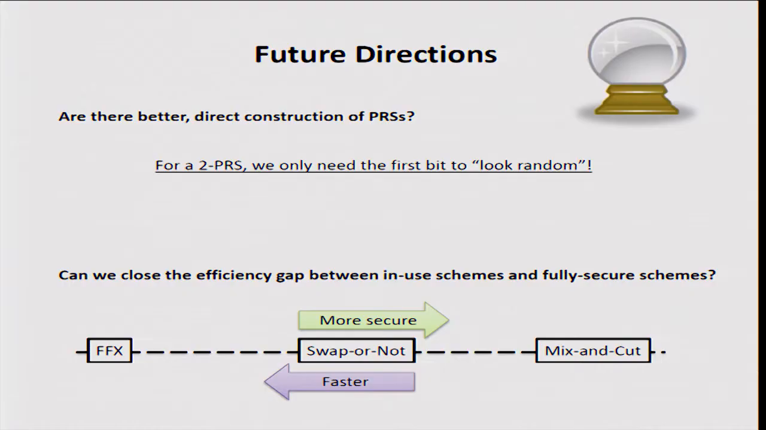And stepping back a little bit, I think we'd really like to close this efficiency gap between the in-use schemes. There's a proposed standard for this with FFX. I believe they do balanced Feistel with only like 10 to 15 rounds, so that's very fast. We have swap or not, which we just described; that's partially secure, but still quite fast. And then we have our new cipher on the spectrum here, mix and cut. It's fully secure, yet requires more rounds. So we'd really like to close this gap between what's been proposed in standards, FFX, and our new fully secure scheme, mix and cut.